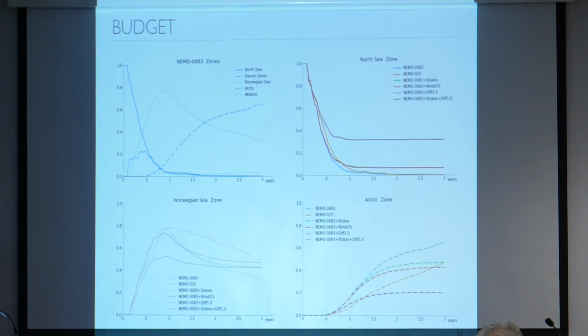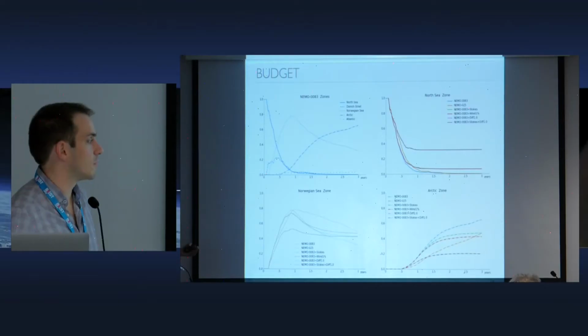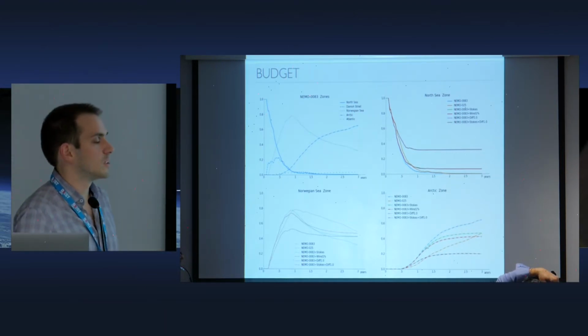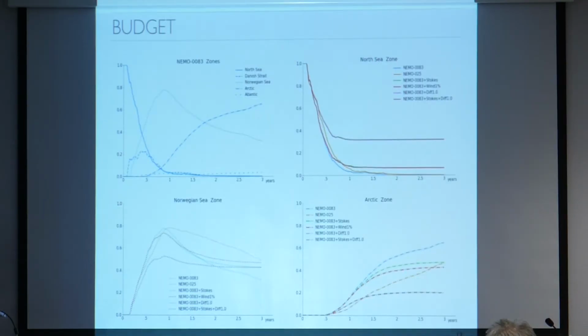So Stokes leads to a bit more transport to the Arctic than wind. So we have a difference on that side. And then we also see the effect of resolution, but also for the resolution, it's mostly the boundary conditions that are super important, and all the coastal zones have a very important effect in this area.